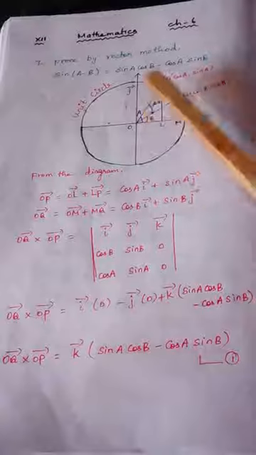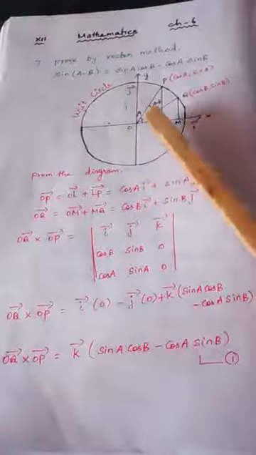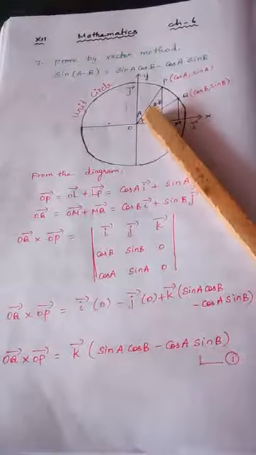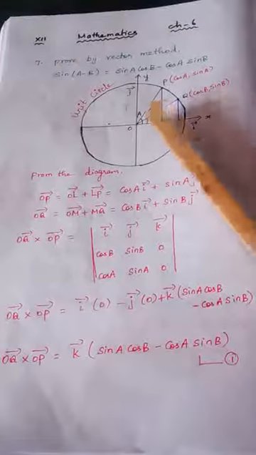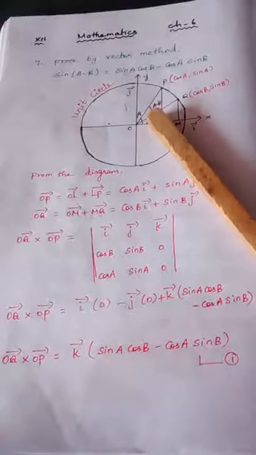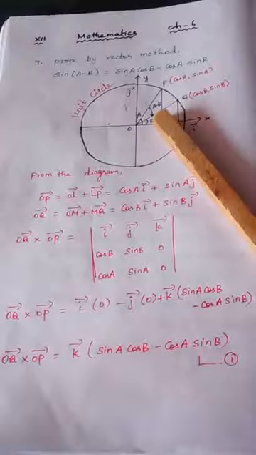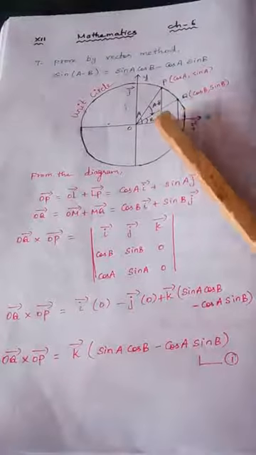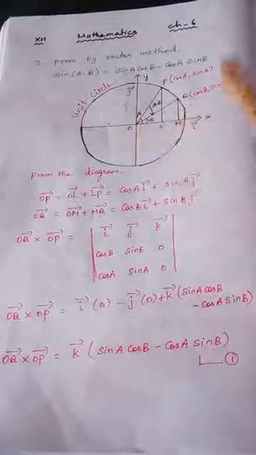After joining OP, the angle made by this OP with x-axis is nothing but capital A. Just see the diagram carefully. From OP to x-axis, that is called angle A. Then we connected OQ, and the angle made by OQ with x-axis is this one, mentioned as capital B. So capital A is the angle made by OP with x-axis, and capital B is the angle made by the line OQ with x-axis.